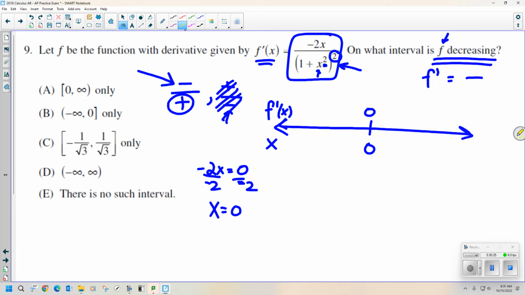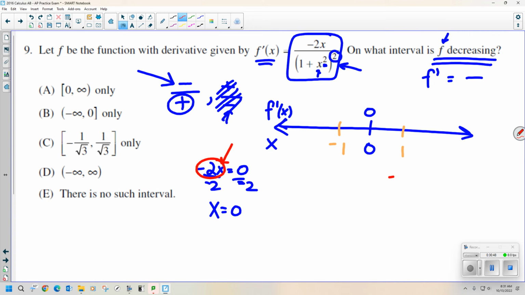Let's try, we'll go orange. The number 1 and the number negative 1. I could pick 10, 5, 2, whatever, as long as I pick one number on each side of that critical value of 0. All right? Positive 1. What happens if I throw a positive 1 into this right here?